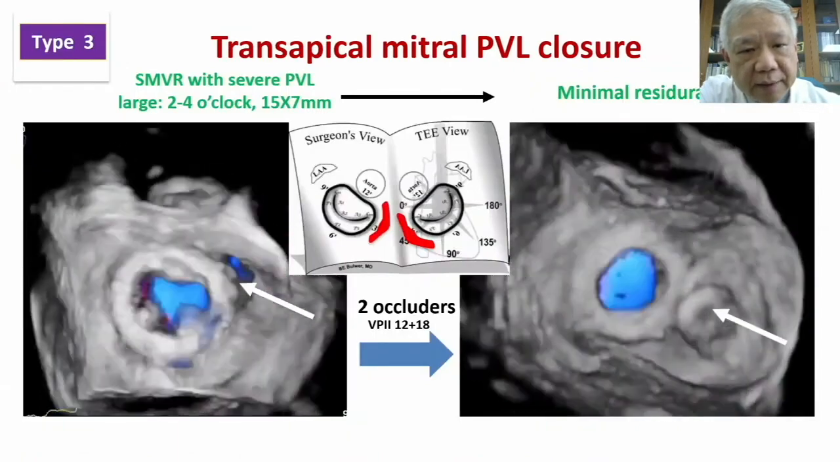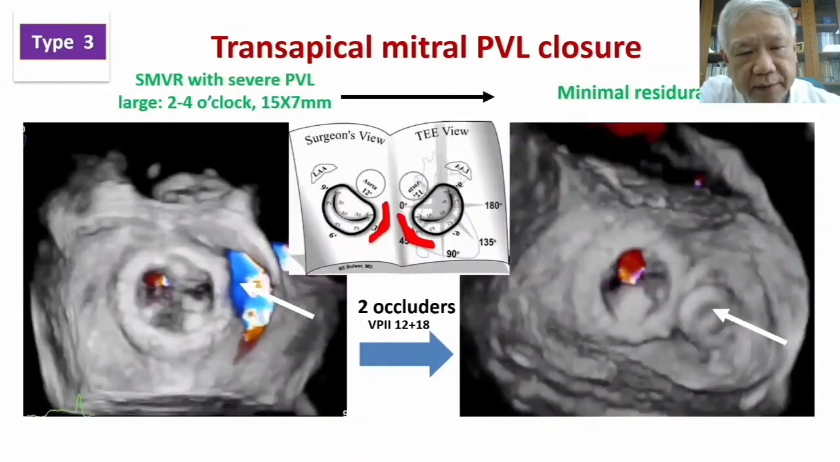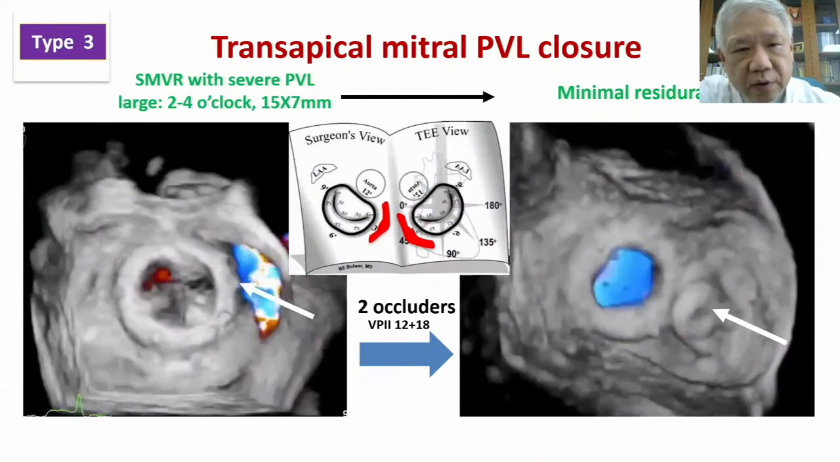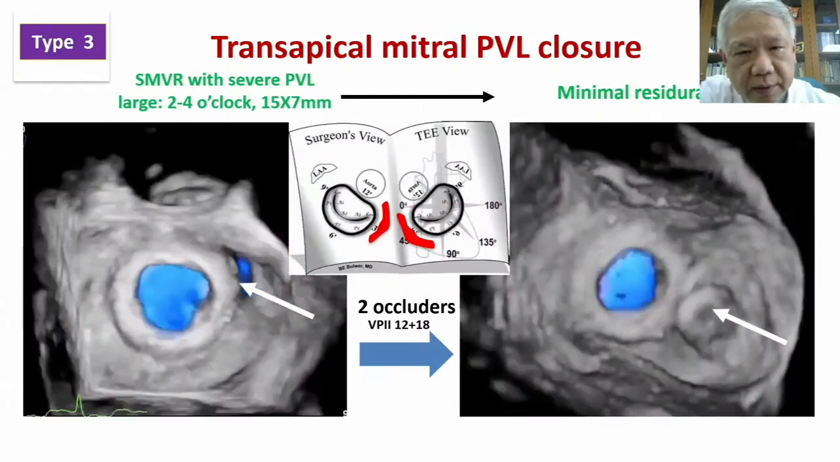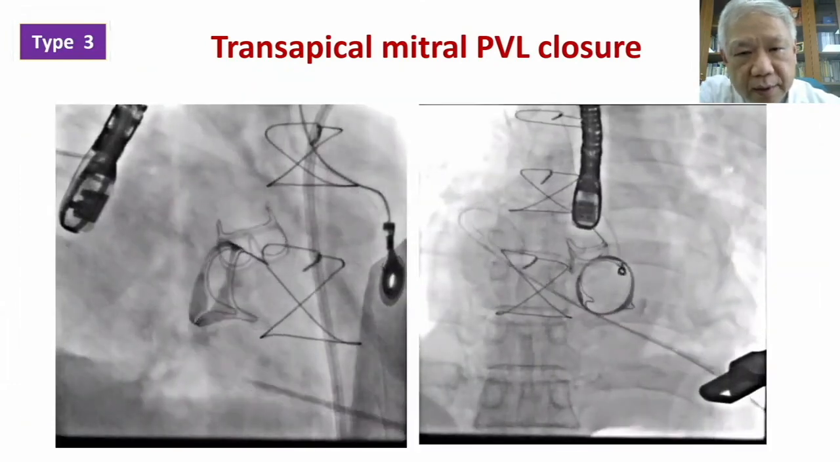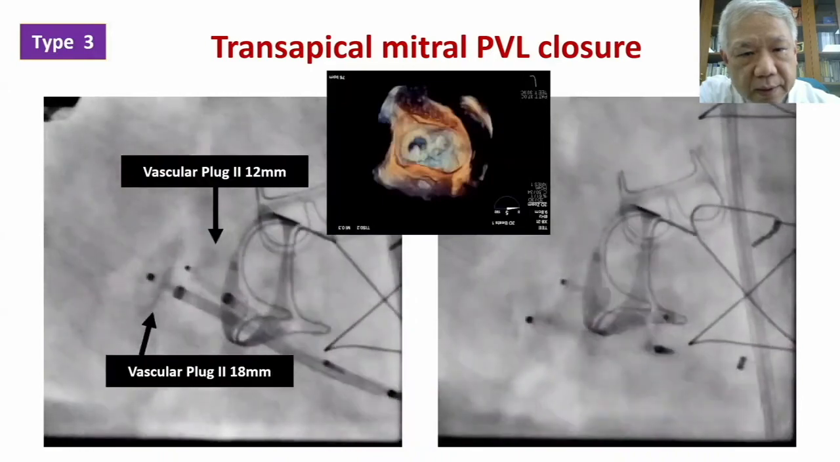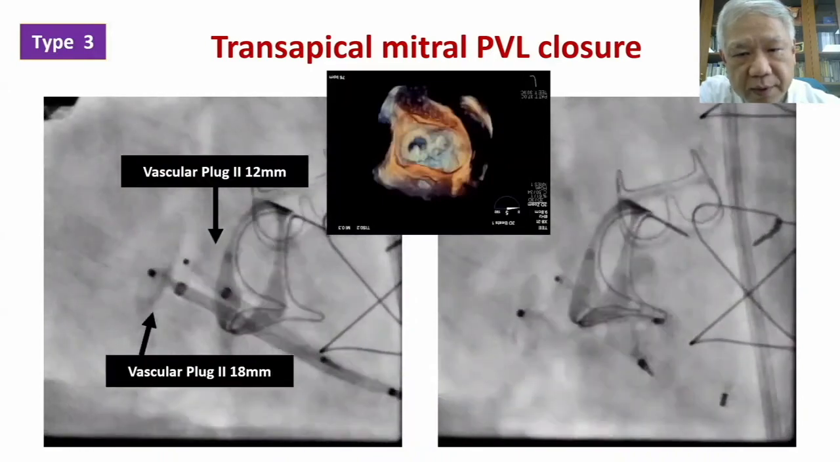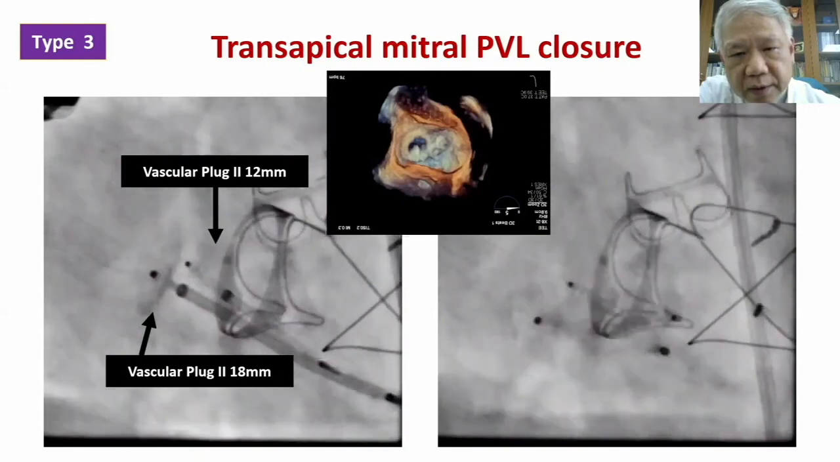This is another patient with a large defect in septal location. So we use a transapical approach. 2 large VP2 plugs were deployed simultaneously to seal the defect.